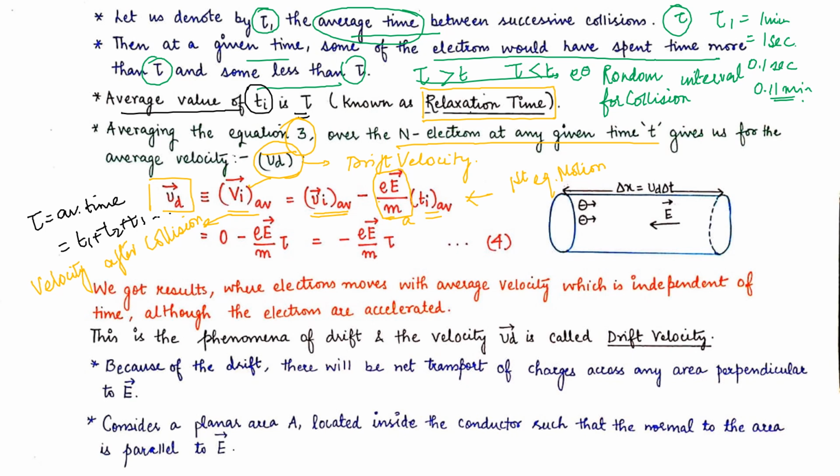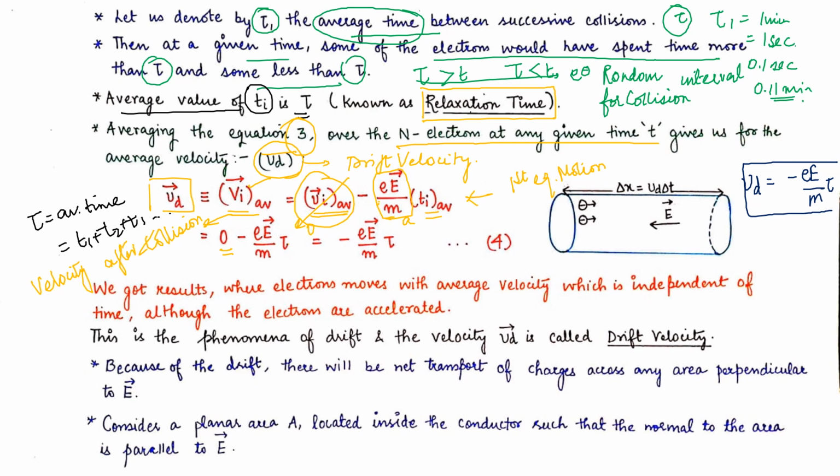Then the initial velocity averaging is 0, so this whole thing will become 0. Why? Because the initial average speed is 0. We have taken 0 minus E upon m tau, so it will give us this value. So I will write over here Vd equals minus e E upon m into tau. That is the drift velocity.